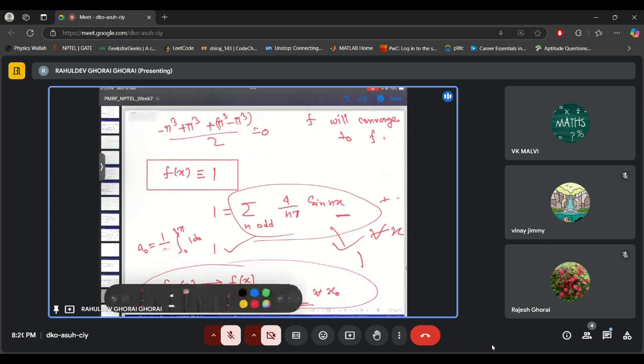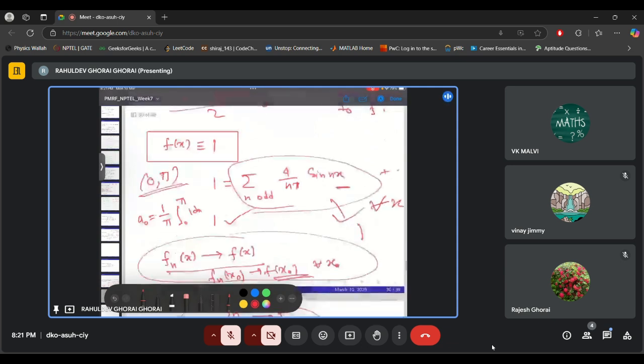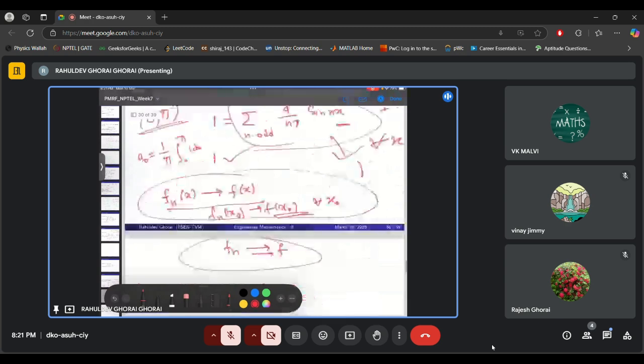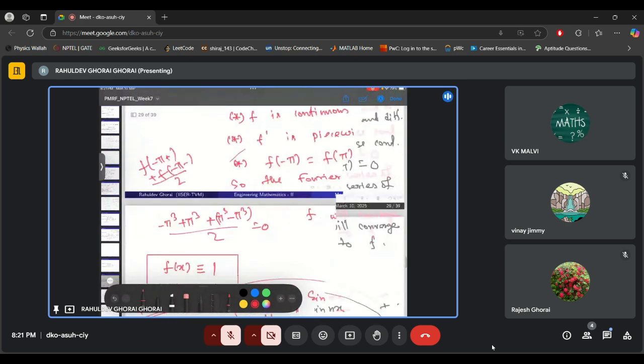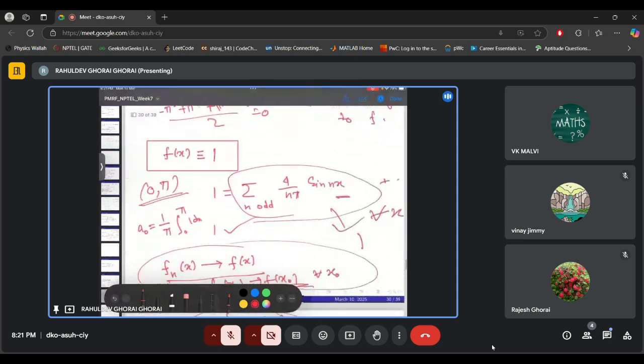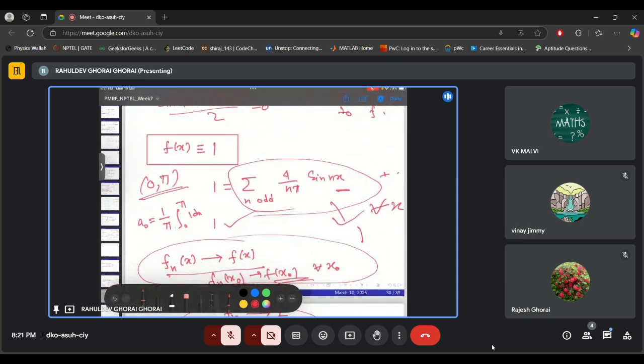Okay, so that is okay. I'll just make it precise: 1 over pi, and this is the 0 to pi interval you are considering, f(x) equal to 1. So it won't be uniform convergence due to this boundary condition; that boundary condition is not finishing at 1, so it won't be uniformly convergent. Okay.